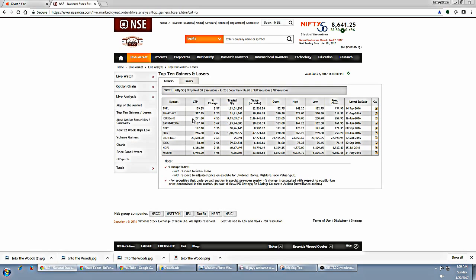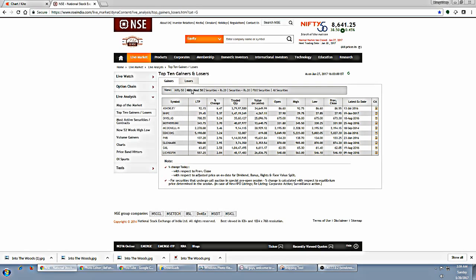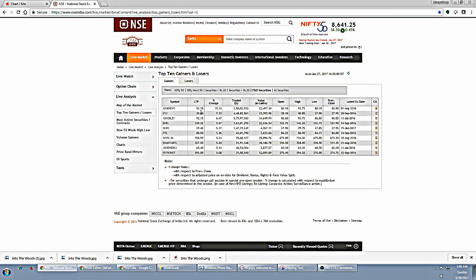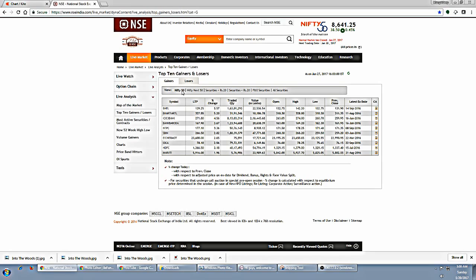I select these stocks from the three tabs which I told you. So it might be Nifty 50, it might be Nifty Next 50. If you see Nifty Next 50, Ashok Leyland is the top gainer. If you see FNO Securities, Adani Enterprises was the top gainer. So this is the one which we can follow if we want to go long.